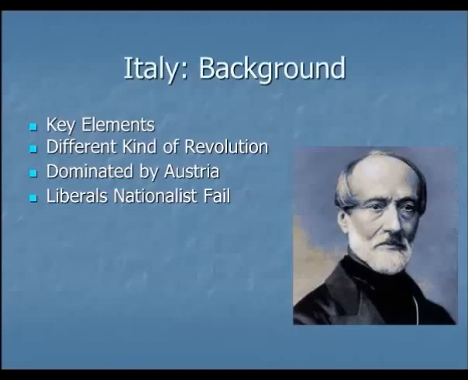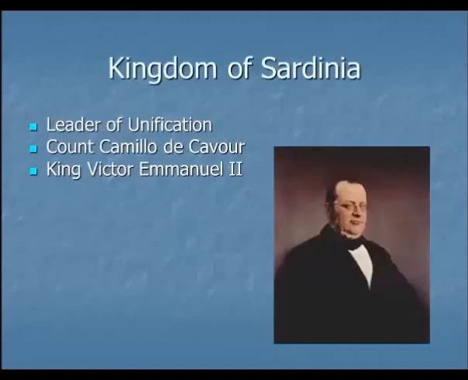Now, there were many liberal nationalists. These are people that are supporting the middle class, and they went to the streets and attempted to unify Italy through revolution from below, from the people in the streets, and they failed. There were revolutions in 1820, 1830, 1848. All of these were crushed by the Austrians and their supporters.